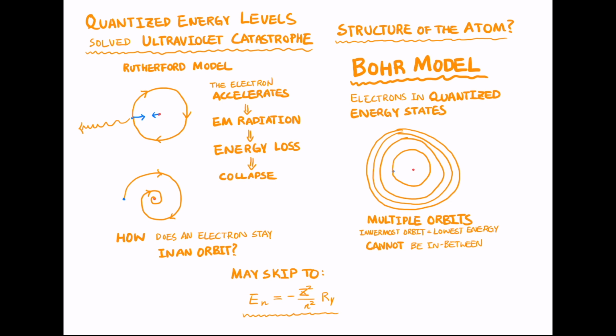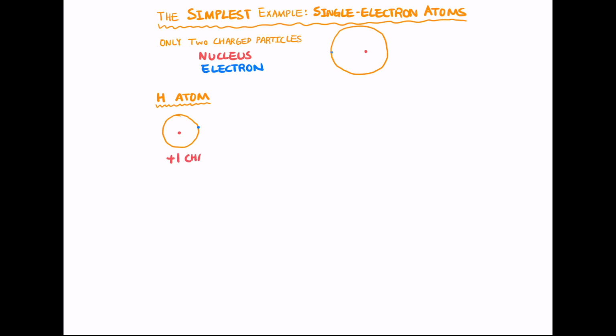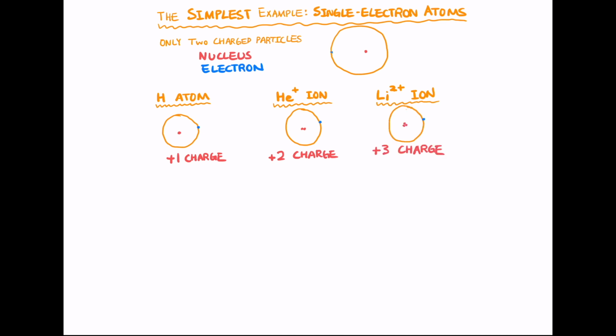The development of every mathematical model begins with the simplest example. In the case of Bohr, he chose to describe single electron atoms because they only have two charged particles, an electron and a nucleus. In the hydrogen atom, the nucleus has plus 1 charge. In a helium plus ion, the nucleus has plus 2 charge. In a lithium 2 plus ion, the nucleus has plus 3 charge. The charges of the nuclei differ, but the general structure is the same, an electron and a dense nucleus.